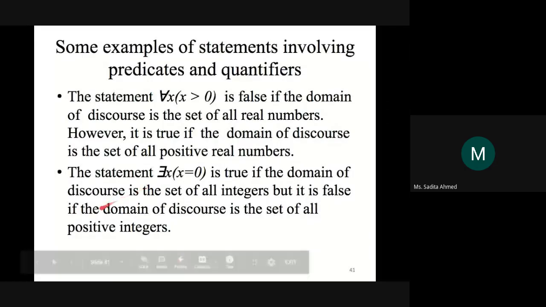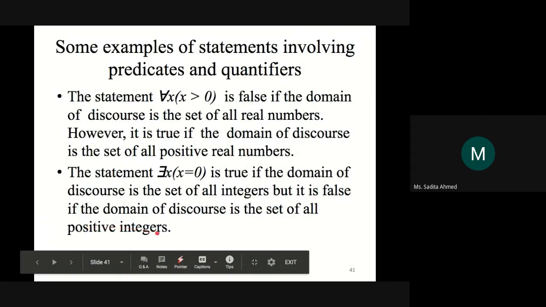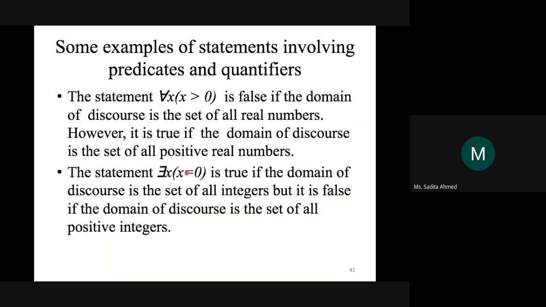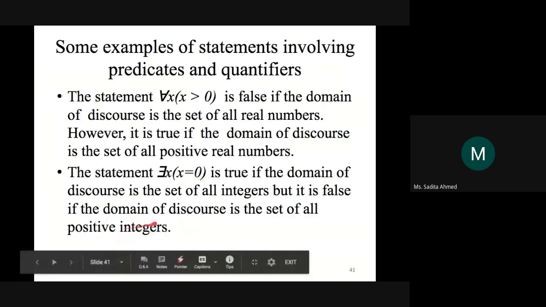However, when we change the domain to the set of all positive integers, you cannot find even one value of x from this set for which x will be equal to 0, right? Can you give me any example of a positive integer which is equal to 0? No. Why? Because 0 is simply not there in the set of all positive integers. So there is not even at least one. So the existential quantification of this function for this domain is going to be false.